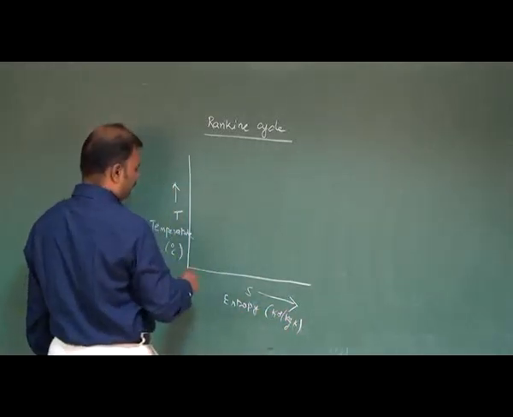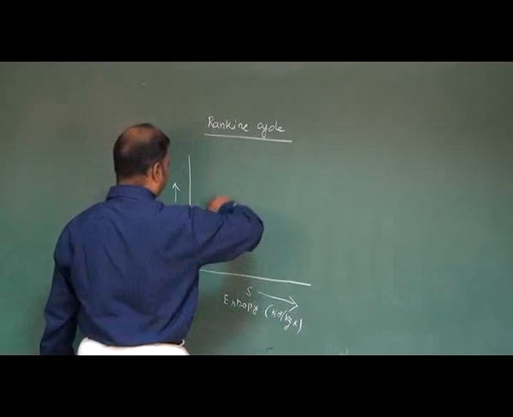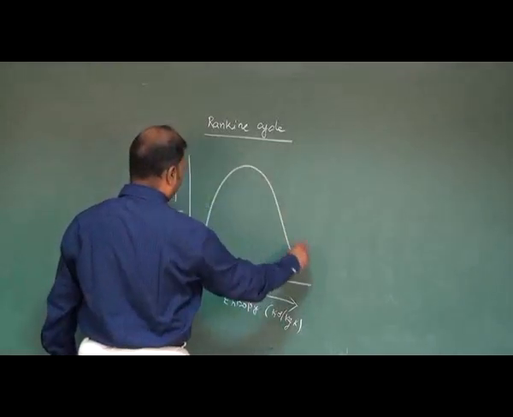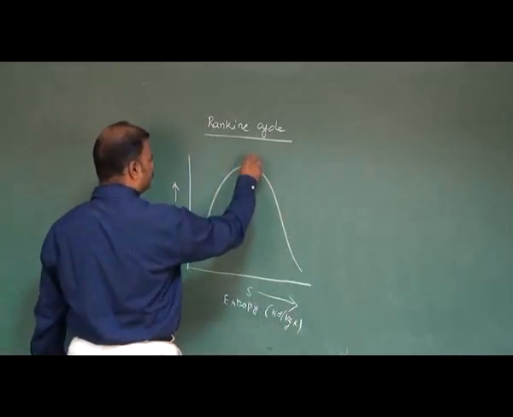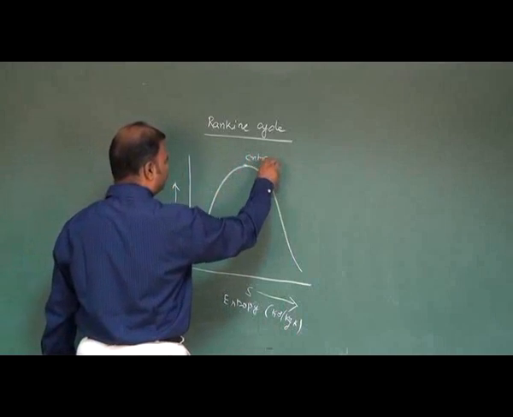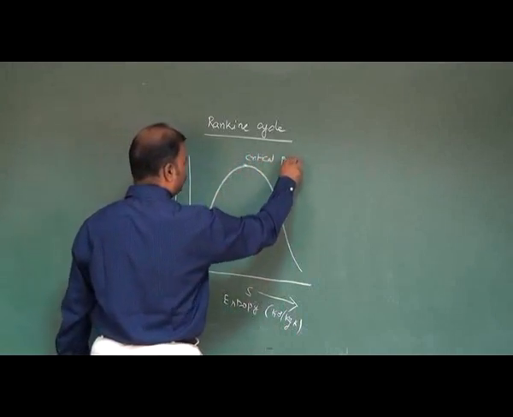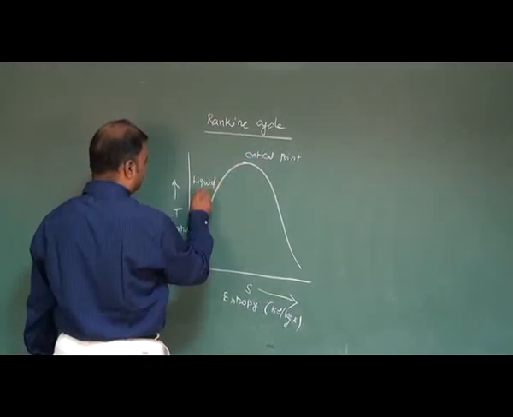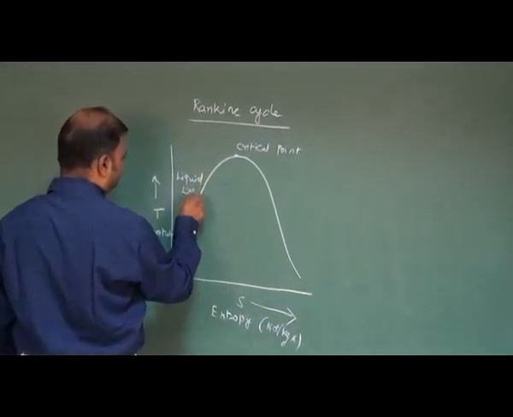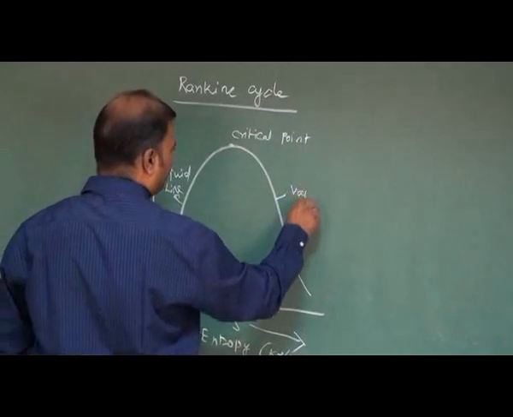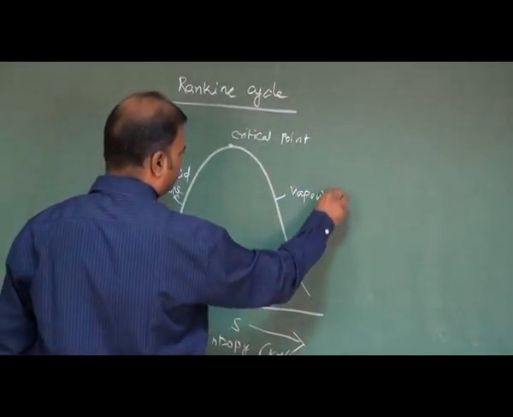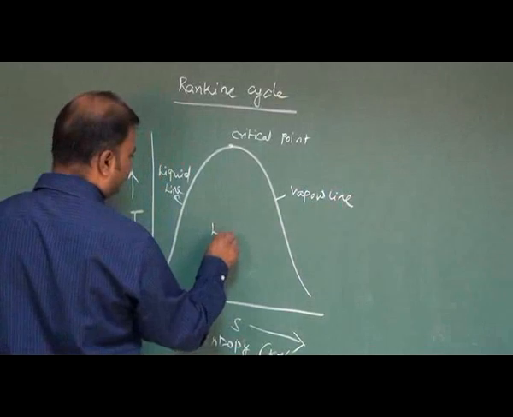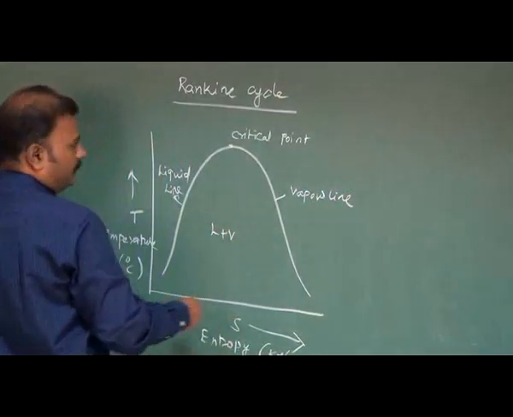While drawing the TS diagram for the Rankine cycle, first we draw the liquid vapor line. So this is the critical point. This is the liquid line, and this one is the vapor line. In between these lines, it is liquid plus vapor.